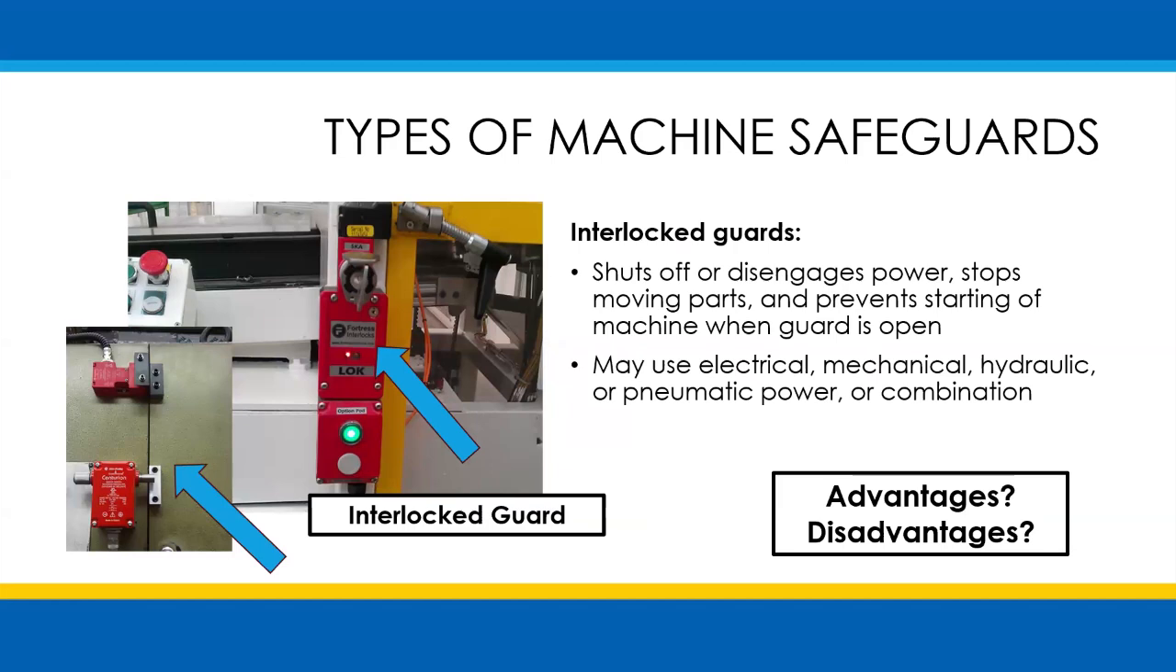When interlock guards are opened or removed, the power to the machine automatically shuts off or disengages. The moving parts of the machine are stopped, and the machine cannot cycle or be started until the guard is back in place. An interlock guard may use electrical, mechanical, hydraulic, or pneumatic power. Replacing the guard should not automatically restart the machine. To be effective, all removable guards should be interlocked to prevent occupational hazards.